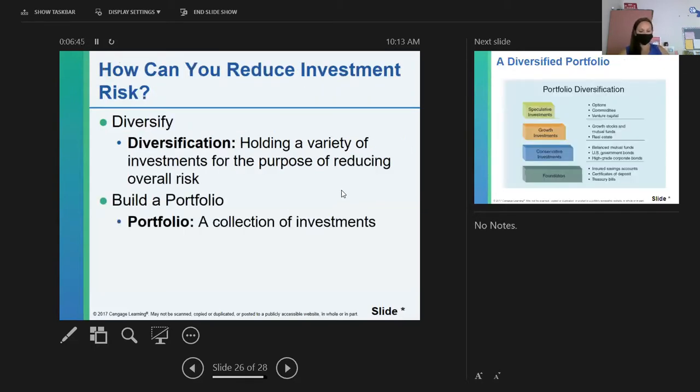All right, so how can you reduce investment risk? So diversification is holding a variety of investments for the purpose of reducing overall risk. If one type of investment goes down in value, the others may go up. So a loss in one area could be offset by a gain in another one.